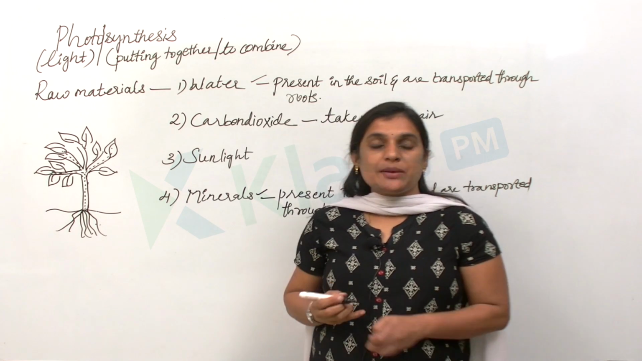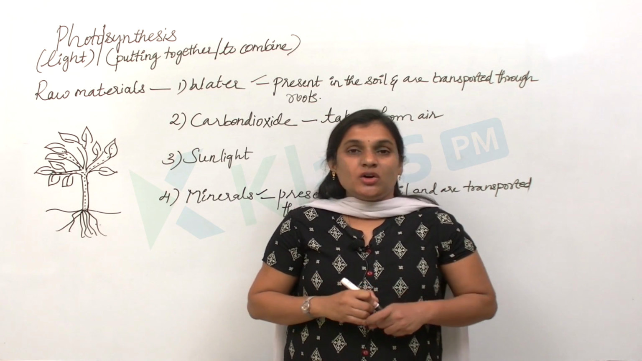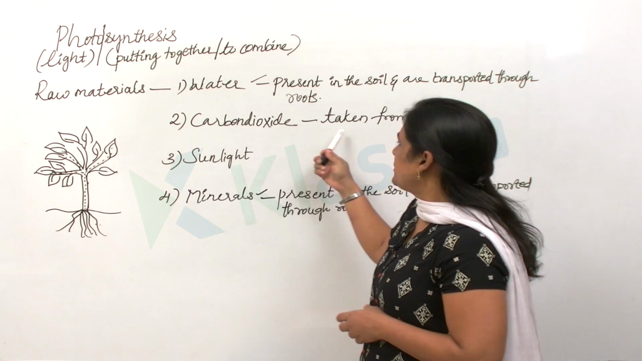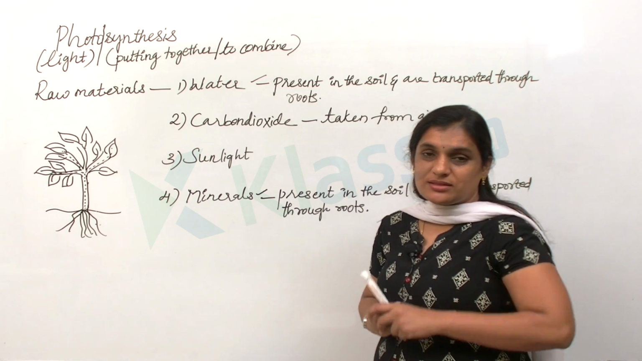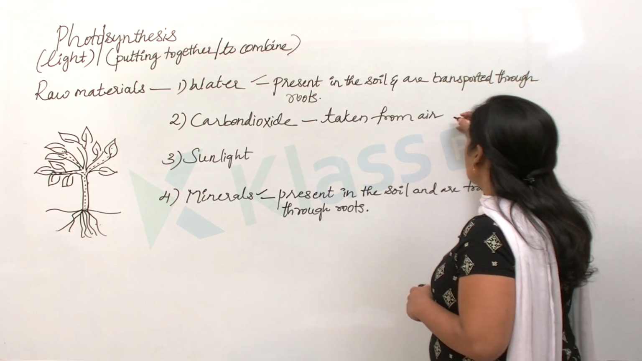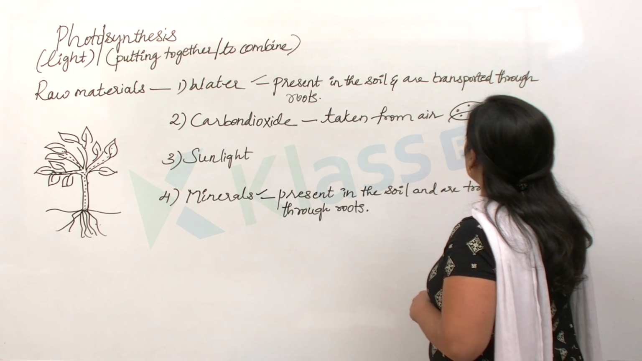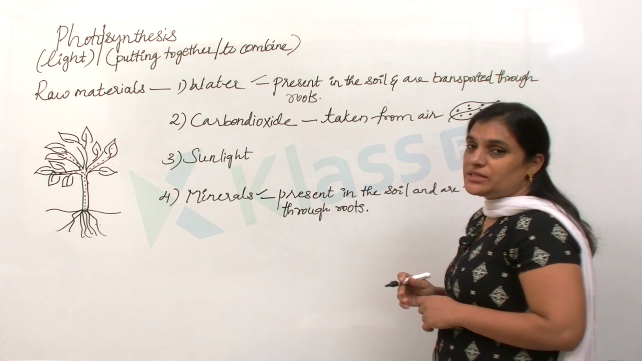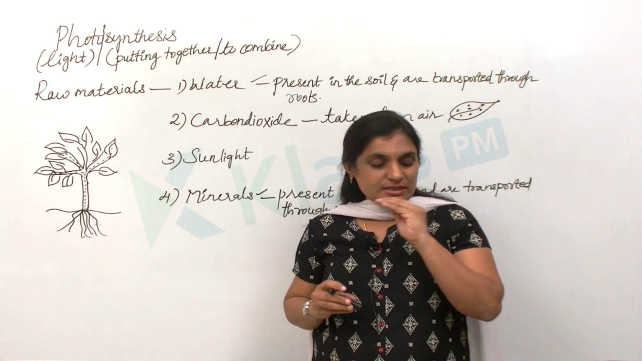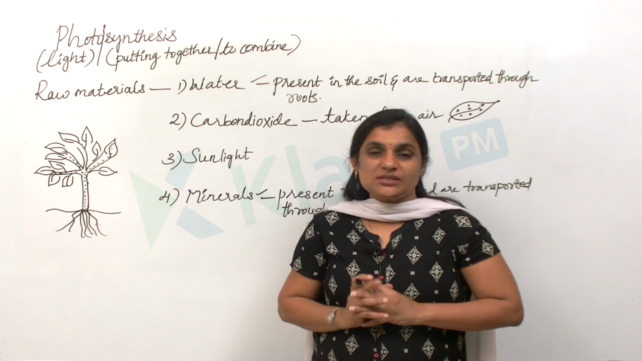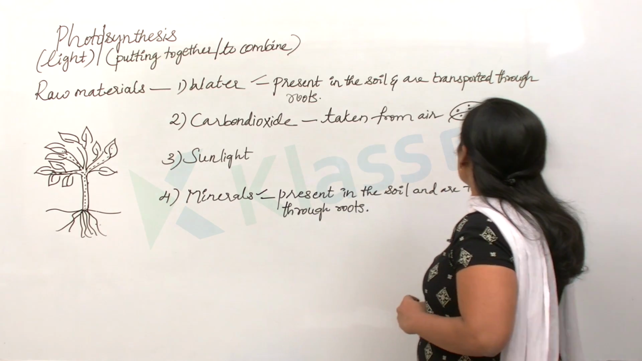The carbon dioxide is absorbed into the leaf. Now there is a question: if carbon dioxide is taken from the air, how does it reach the surface of the leaf? The leaf has tiny pores on its surface. Pores means small holes. These tiny pores present on the surface of the leaf are surrounded by kidney shaped cells.